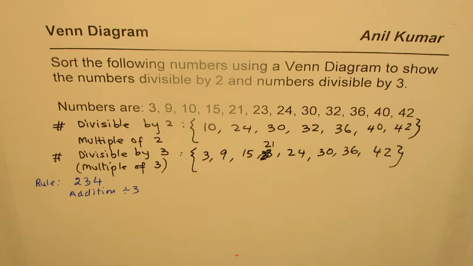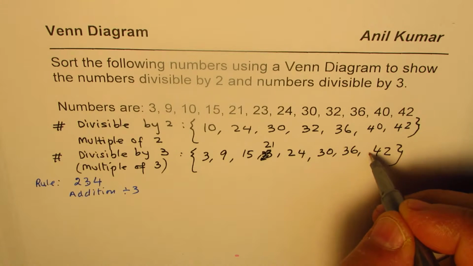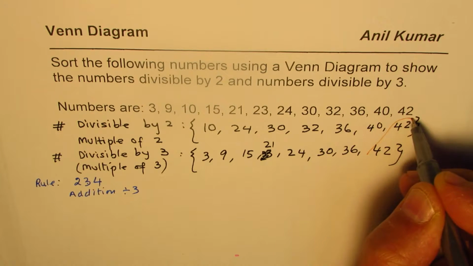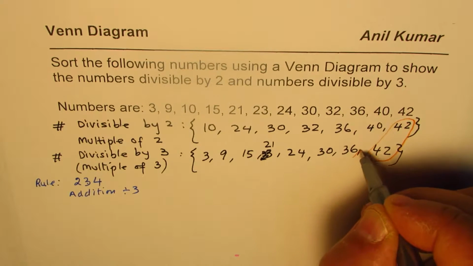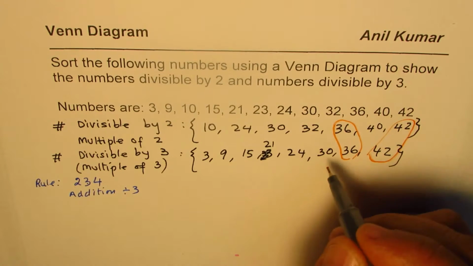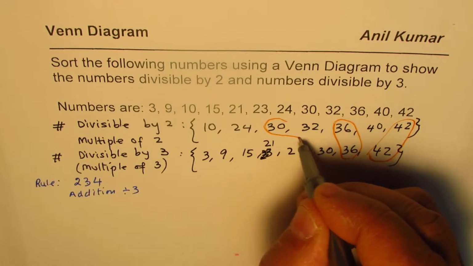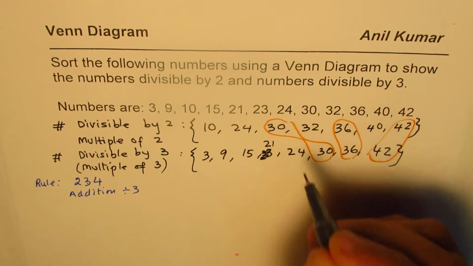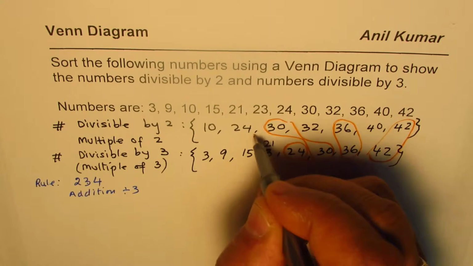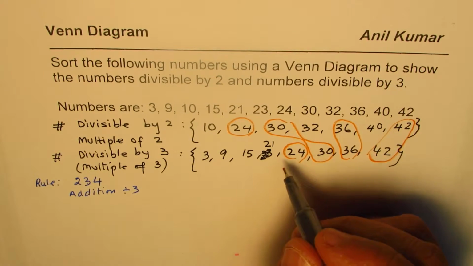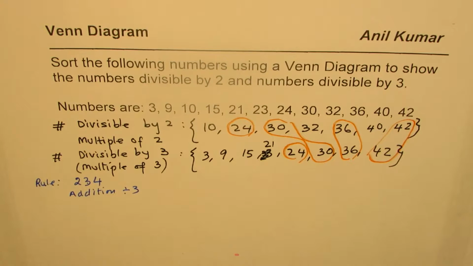Now what do you notice? Are there some common numbers? Yes, there are. So let's highlight those numbers. So 42 is common, okay. 36 is common. 30 is common. 24 is common. So let me circle like this, okay. 24 is common. And then we don't have 10 here. So these are common numbers.